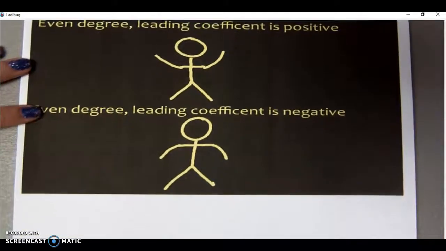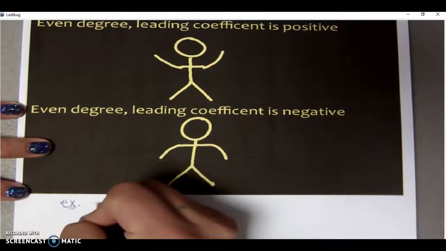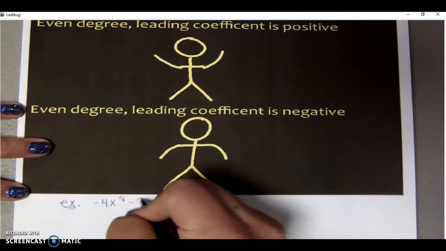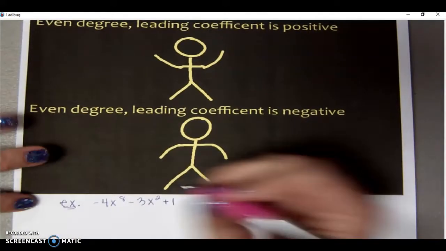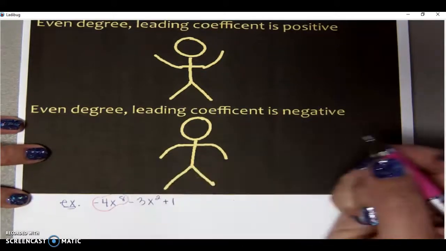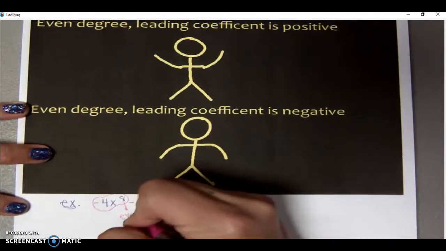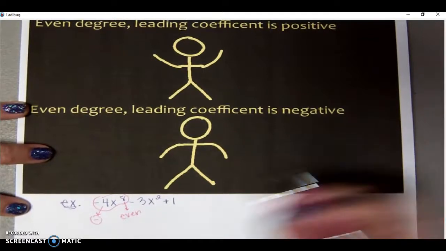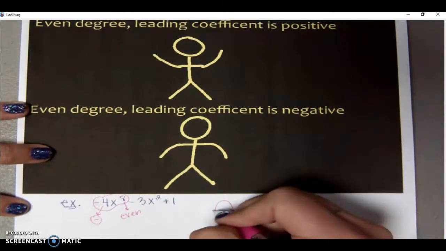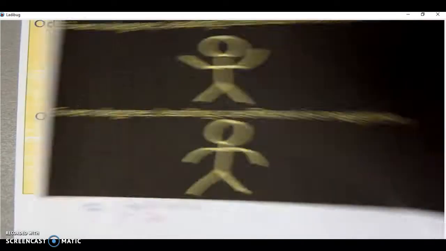Then, another example, if we have negative 4x to the 8th minus 3x squared plus 1. We're looking at the highest exponent, so the first term, that happens here. And it's not always the first term, so be careful on that. This is an even degree, but it's a negative leading coefficient. So even means they're going the same way, but because it's negative, they're both going to go down. So even means either both up or both down. It just depends on if it's positive or negative.